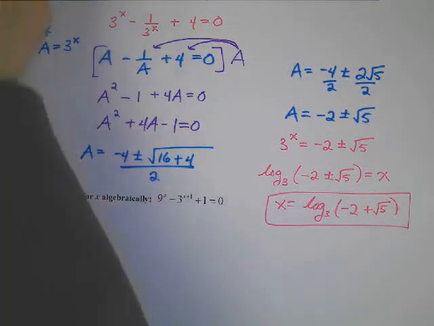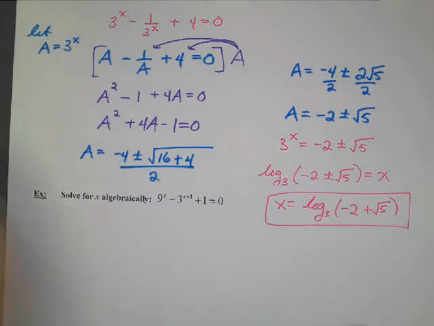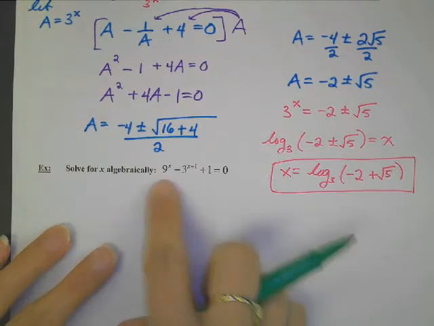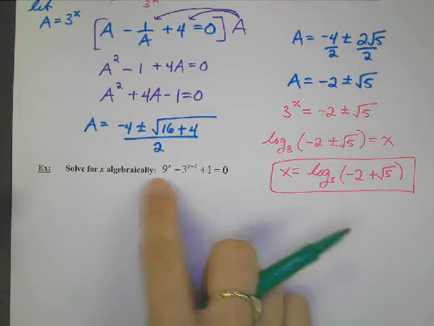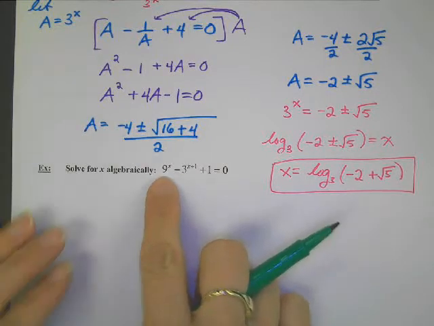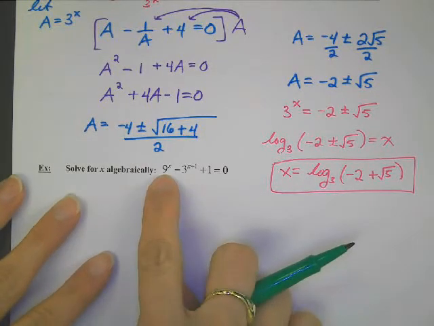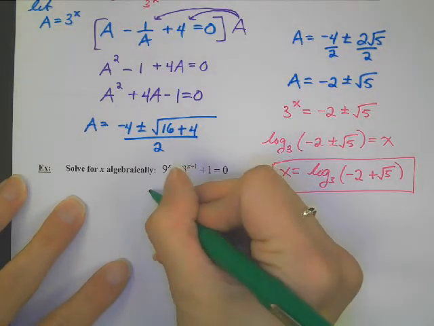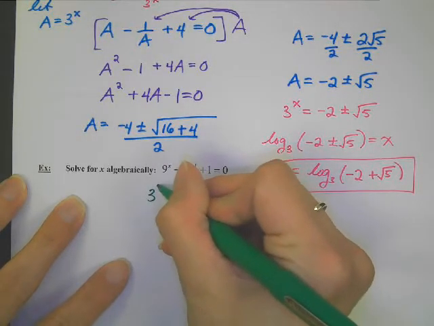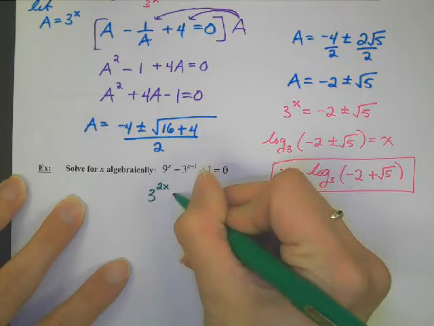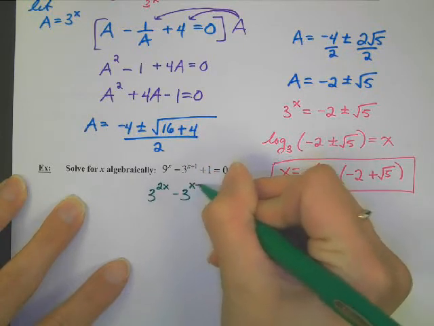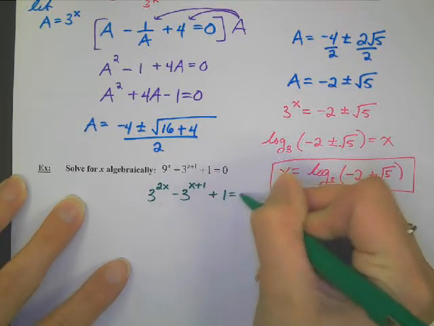All right, we got one more here. And this one I'm going to have to do a little change of base on. I'm going to have to make an A thing be the same. So I'm going to make 9 be 3 squared. Power to power is powerful, so that's 2x. Minus 3 to the x plus 1.